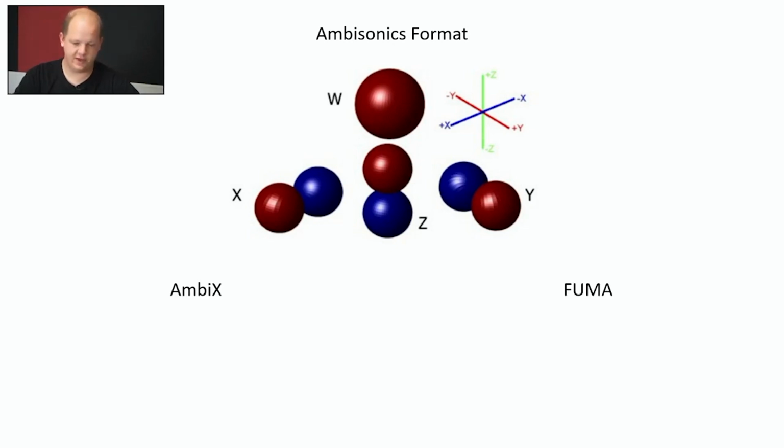It's AmbiX and FuMa. And they basically define in which order these four signals are presented. So for AmbiX, it's W, Y, Z, and X. And for FuMa, it's W, X, Y, and Z. That's almost all of it. So it's just in which order these channels are presented. Important to know because some DAWs use different orders.